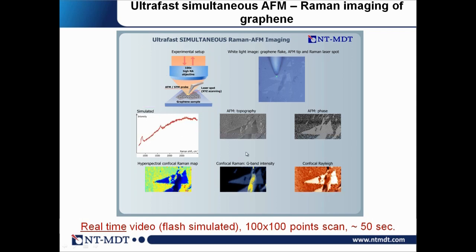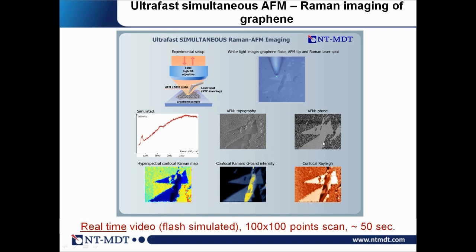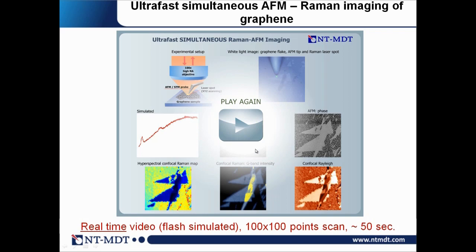And this is a flash animation done after a real experiment. For about 1 minute we collect a 100 by 100 points Raman map simultaneously with AFM topography and AFM phase. So these are different maps: this is a Rayleigh map, G-band intensity, a full spectral Raman map where we record the complete Raman spectrum at each point, and AFM topography and phase pictures.